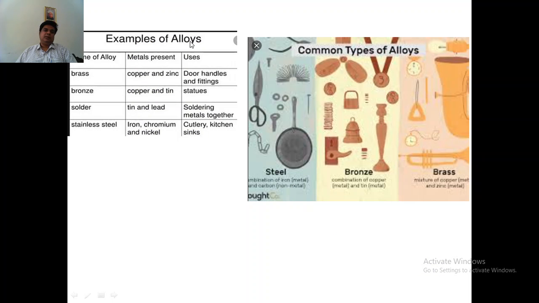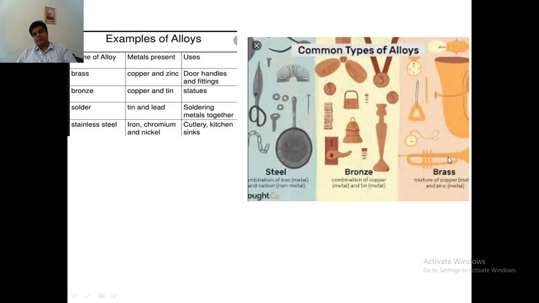Here we can see some examples of alloys. An alloy will have some base metal like copper, aluminum, tin or iron, and to these base metals we add some other metals or non-metals. For example, when I add zinc to copper, it becomes an alloy called brass. All of you know brass; you can see some applications in the photos.